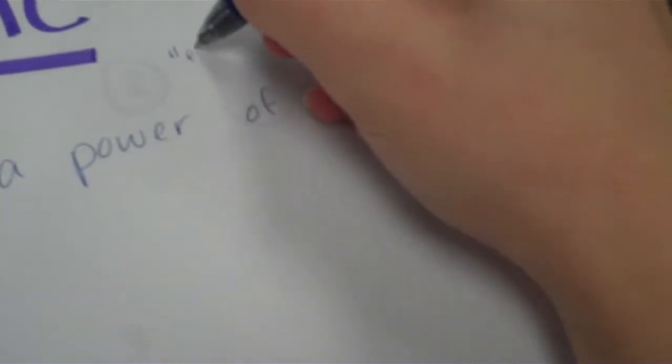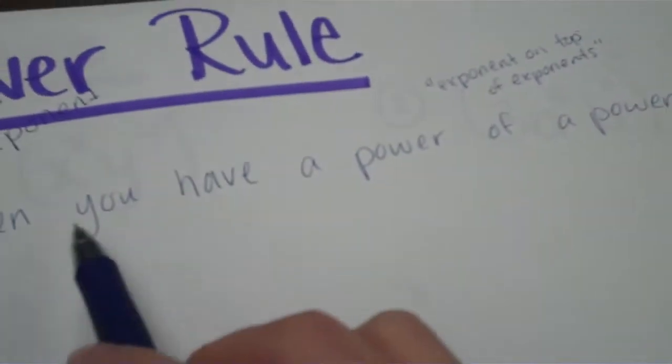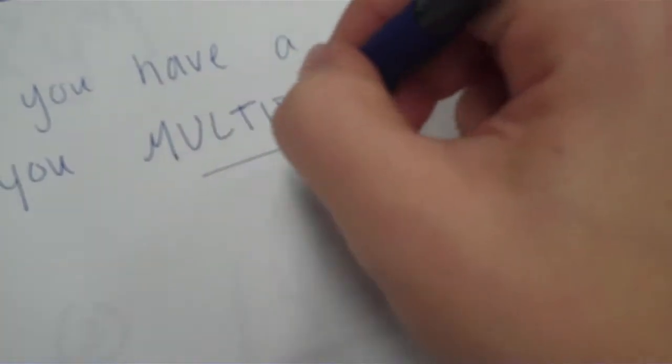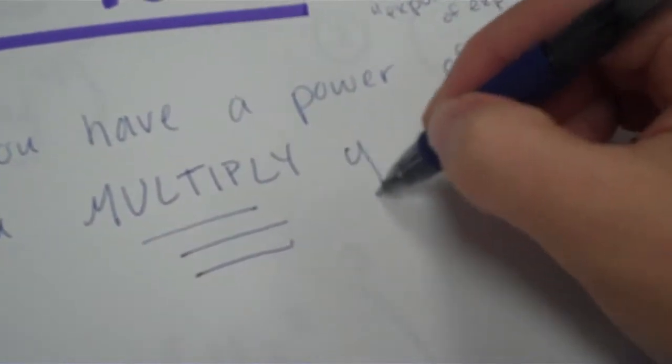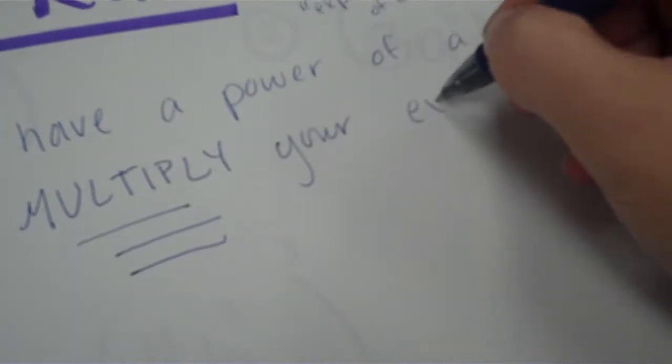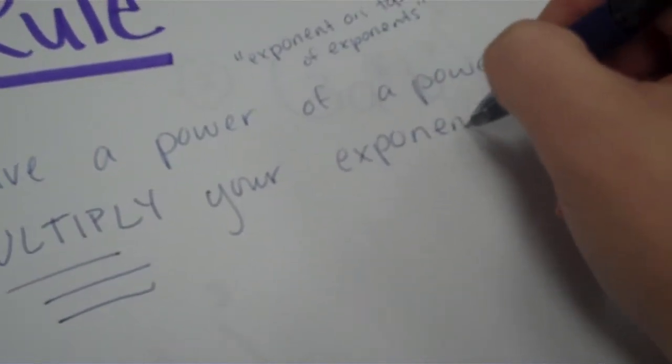and what that means, power of a power, I'll put it up here, basically means that you have an exponent on top of an exponent. That's what that means, and I'll show you what it looks like in a second, so that'll make it more sense. So when you have a power of a power, you multiply your exponents. And I'll show you how we're going to do this in a second. You multiply your exponents. Okay?